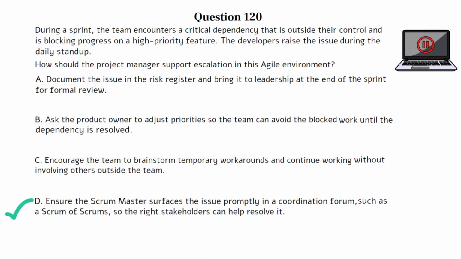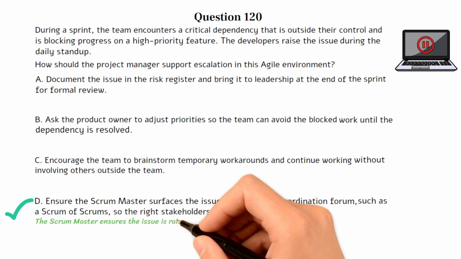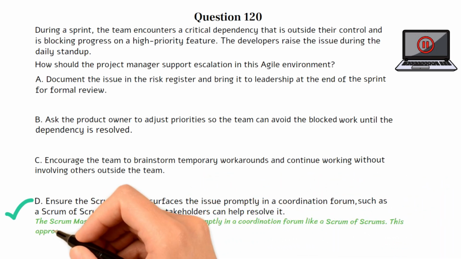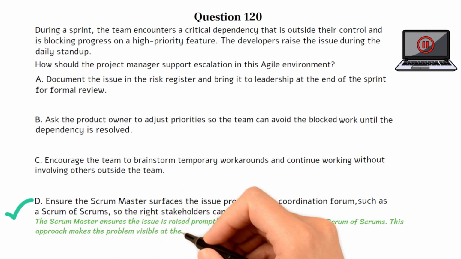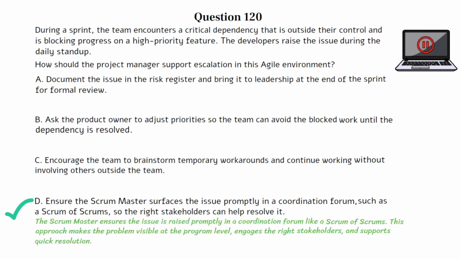The correct answer is D. This question tests your understanding of how Agile teams escalate issues effectively. Escalation should be timely, transparent, and collaborative, ensuring the right stakeholders are involved in removing obstacles without undermining team autonomy. Choice D is the best option because the Scrum Master ensures the issue is raised promptly in a coordination forum like a Scrum of Scrums. This approach makes the problem visible at the program level, engages the right stakeholders, and supports quick resolution.